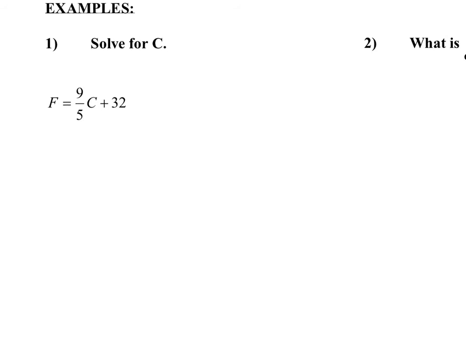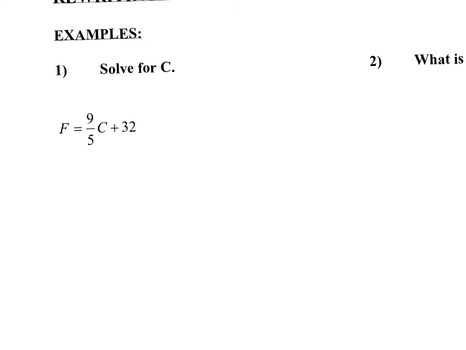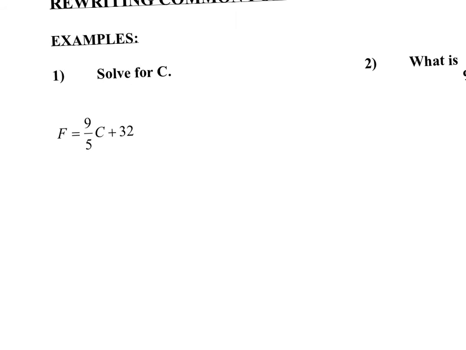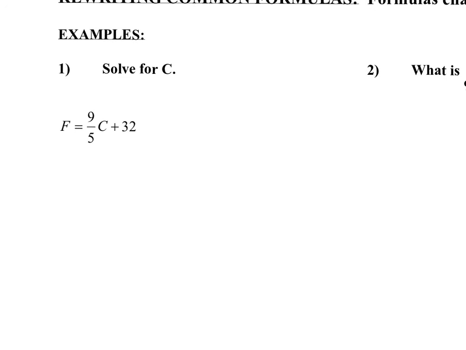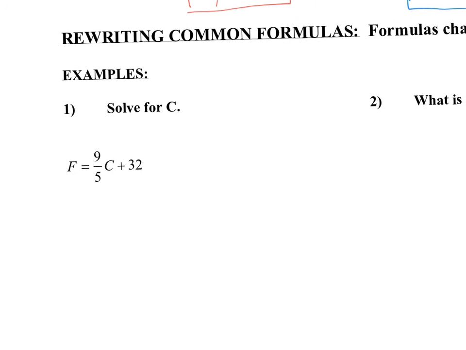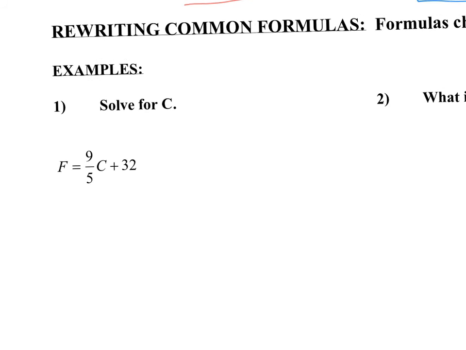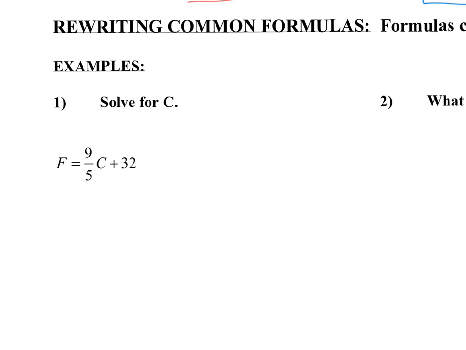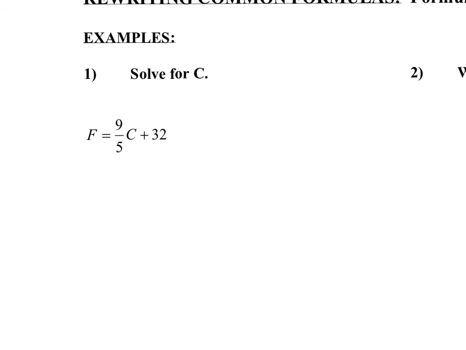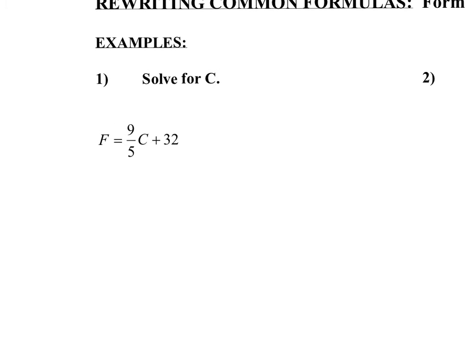So example 1, if I can get this to be straight. Okay, so example 1. There we go. It says solve for C. And we have F equals 9/5 C plus 32. And this is from science class. You probably have seen this.